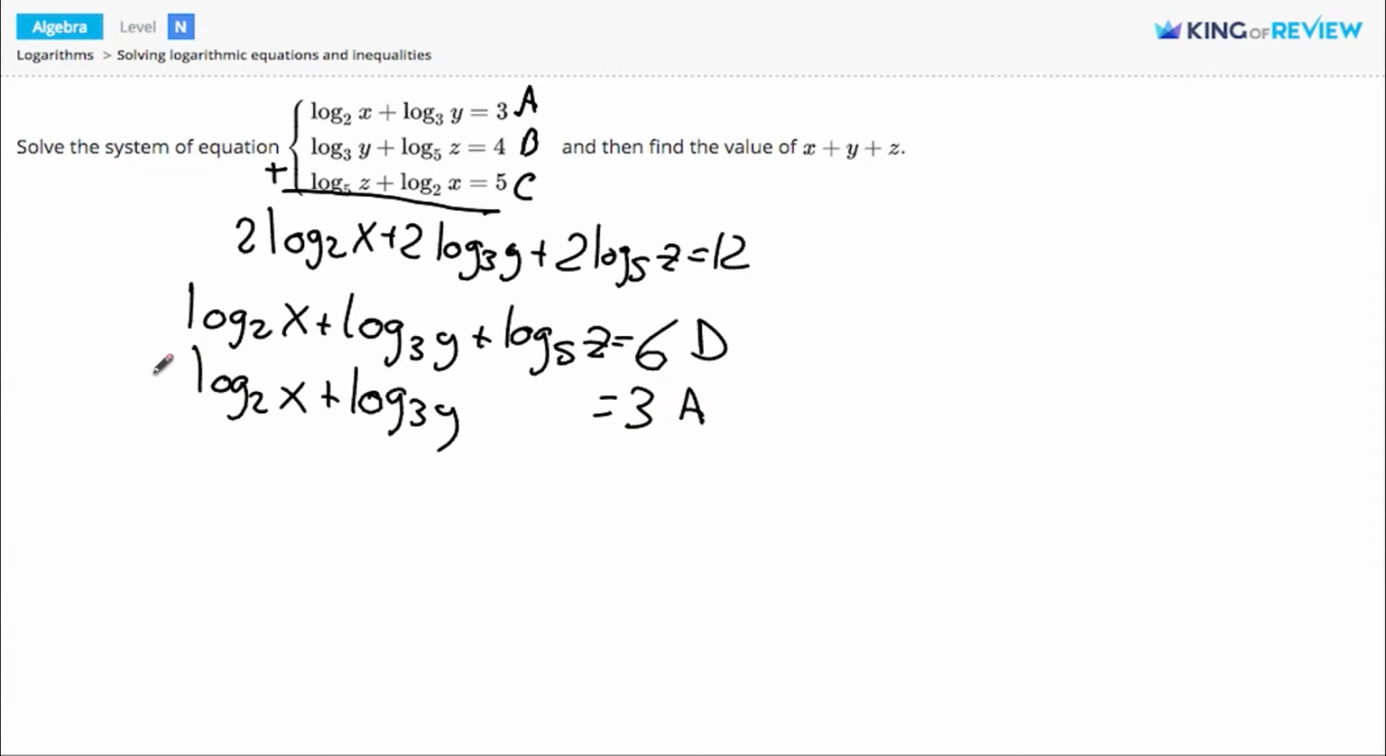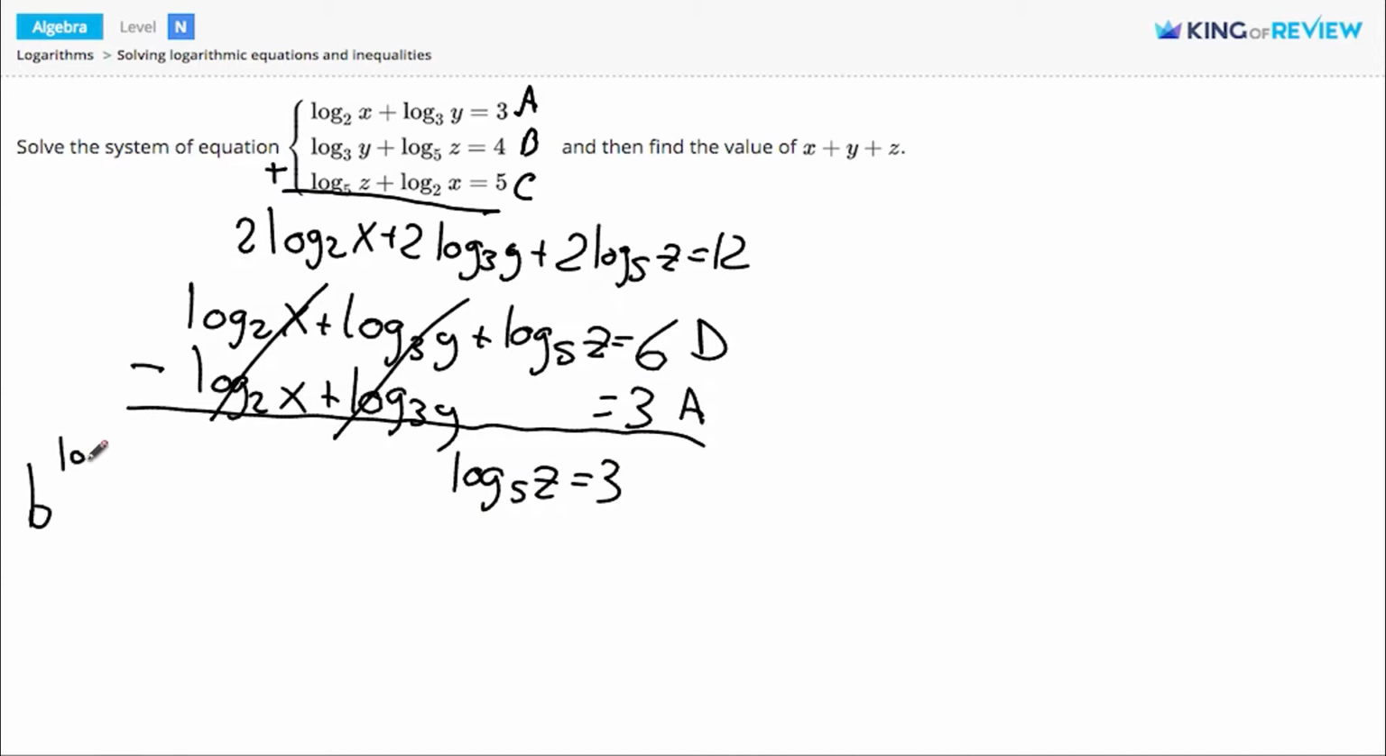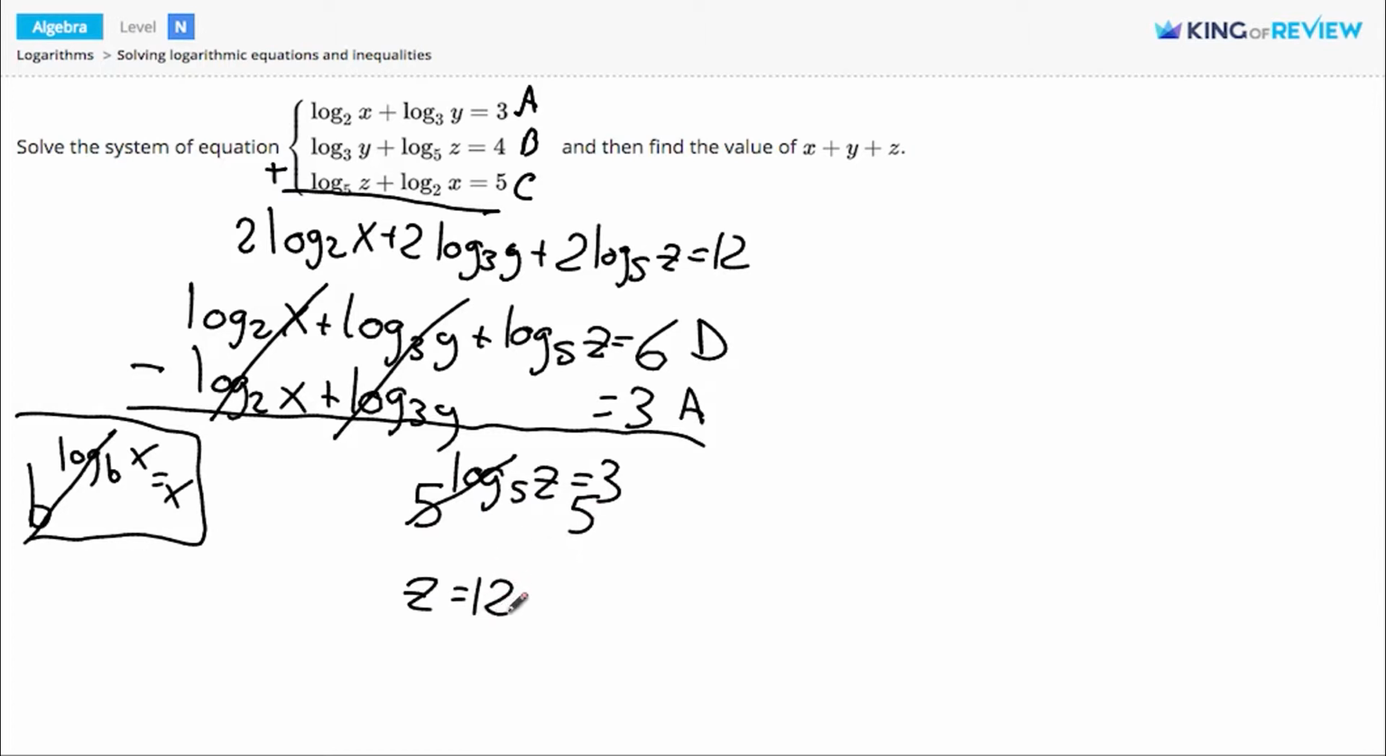Now, using my elimination techniques, I can subtract these two equations. The first logs cancel, the second logs cancel, and I have the log base 5 of z is equal to 6 minus 3 is 3. To solve for z, I just need to remember that if I take a number b, raise it to the power of log base b of x, the b and log base b cancel, and I'm left with x. So if my base is 5, I can raise 5 to the power of both sides of the equation. 5 and log base 5 cancel, and I get z equals 5 to the third, which is 125.